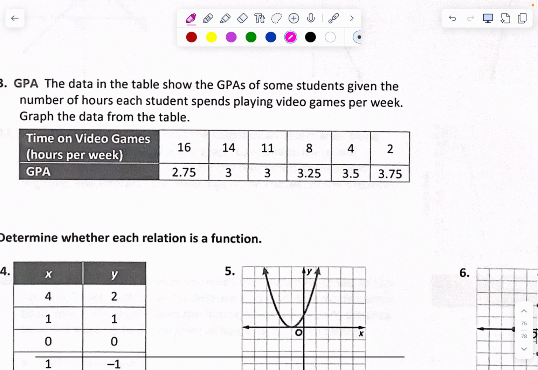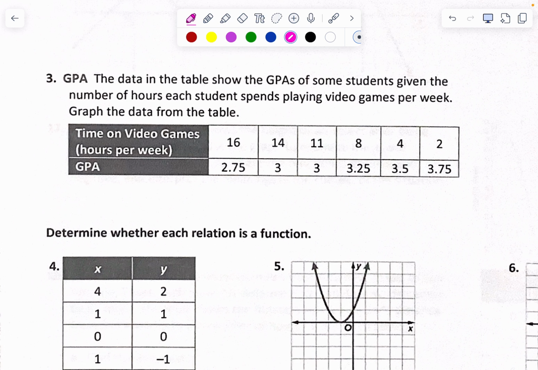We have a data table, like an X and Y. Which one is X, by the way? The top one, the Y is the bottom. That's usually how your table is set up. The data in the table shows the GPA of some students given the number of hours that the students spend playing video games. They're trying to show a relationship and say that video games are bad for you and that your GPA is negatively affected by your video games.